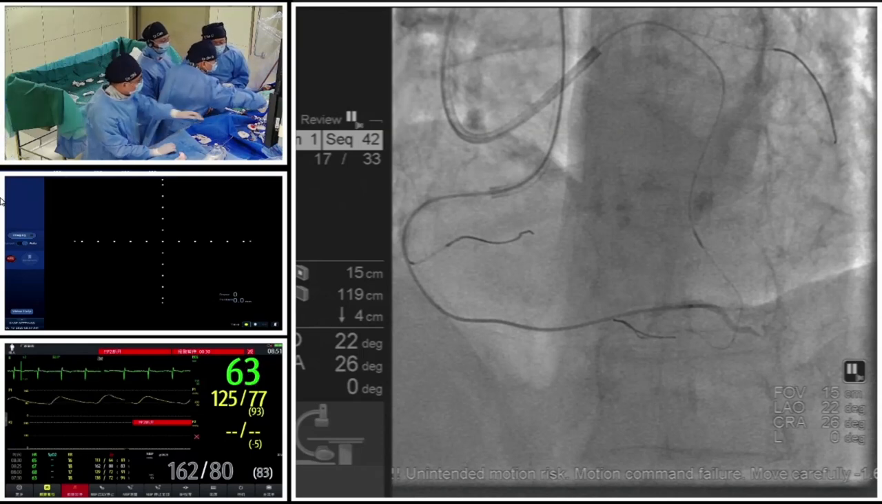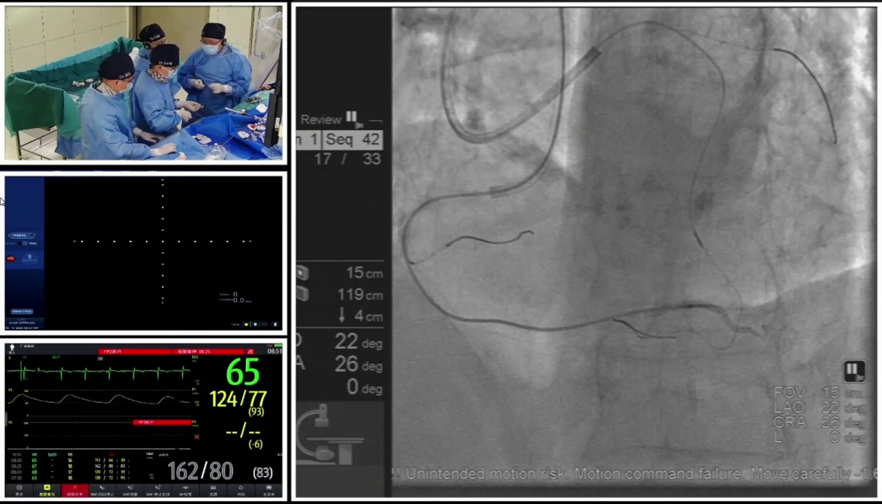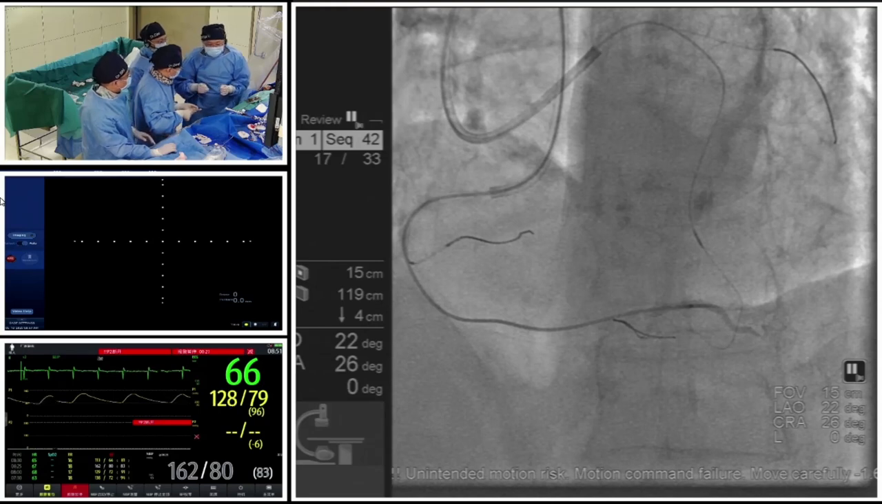Like Dr. Chow said, we could try the so-called SPAM technique, maybe next time when we do Andrew again. The RCA we have already canalized. Okay, that's all.